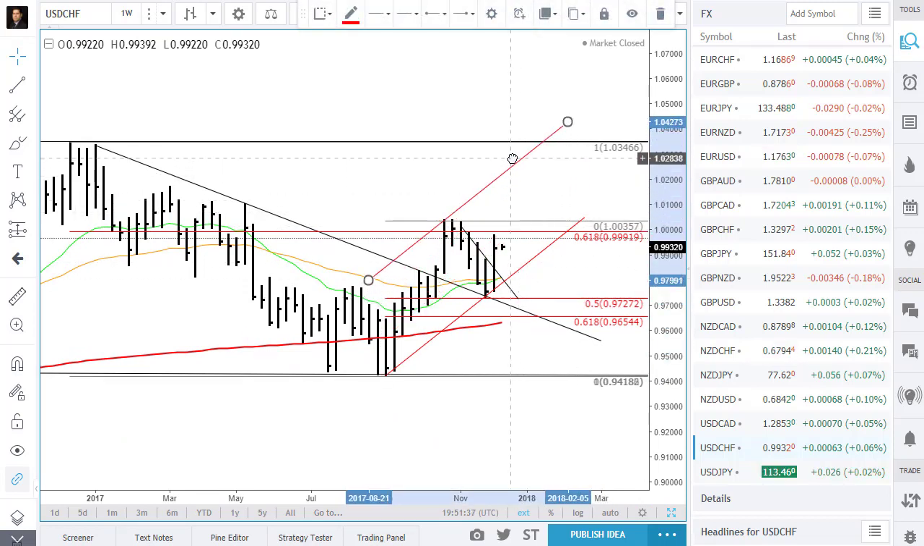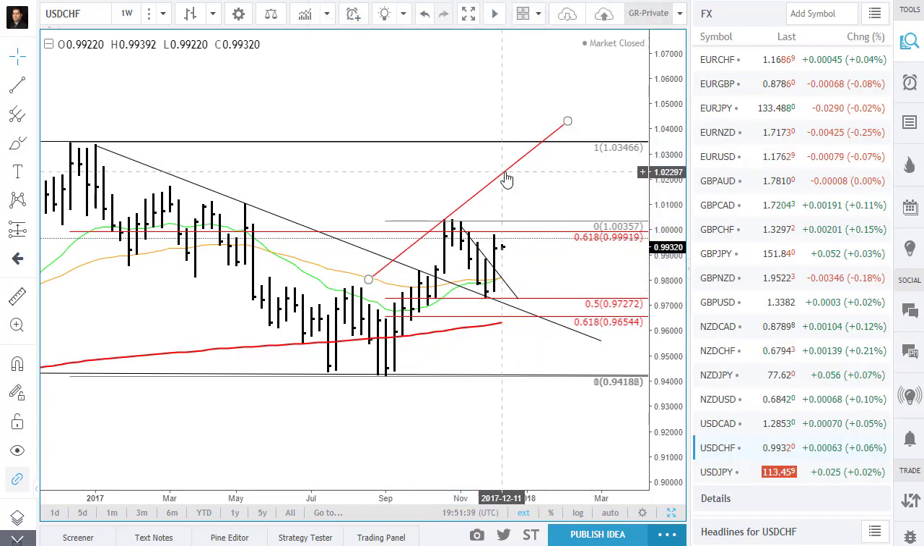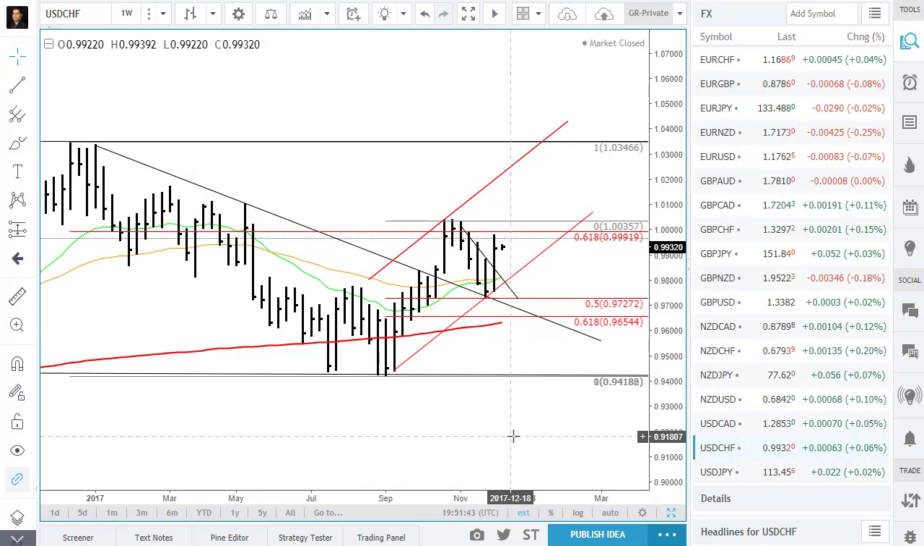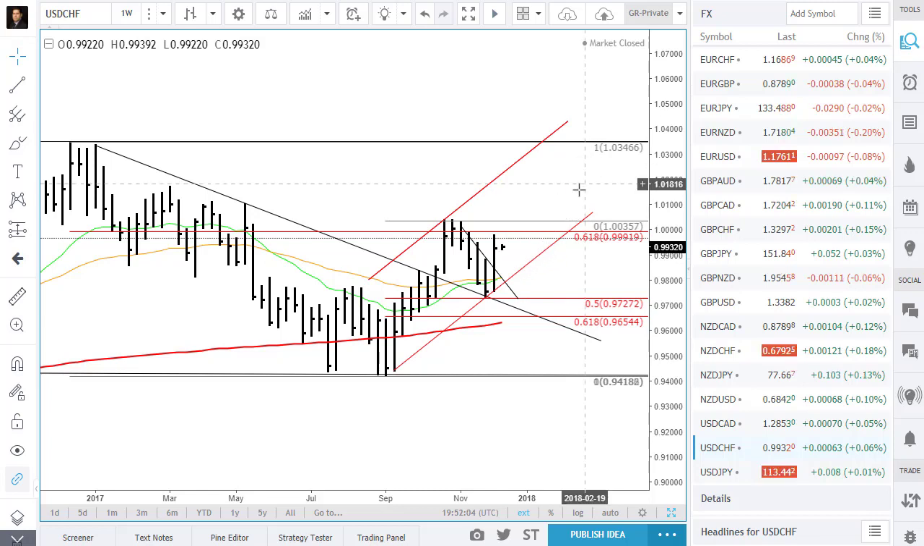So this right here is going to be my channel that I'll be watching. And as long as we stay within this channel, or as long as we stay above this lower trend line here, then I would definitely hold on to the trade. I will definitely try to stay with it, looking for some sort of consolidation, and then a push up to these new highs in the Swiss franc.